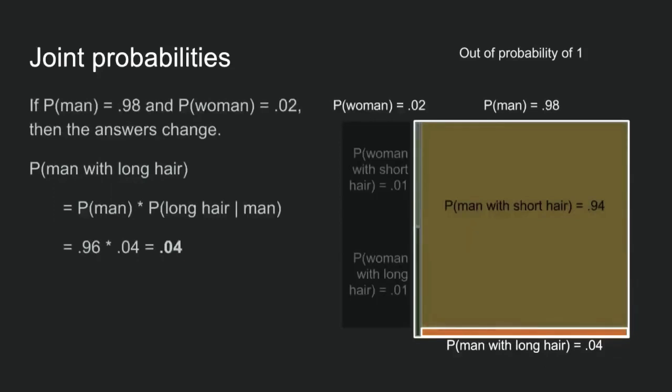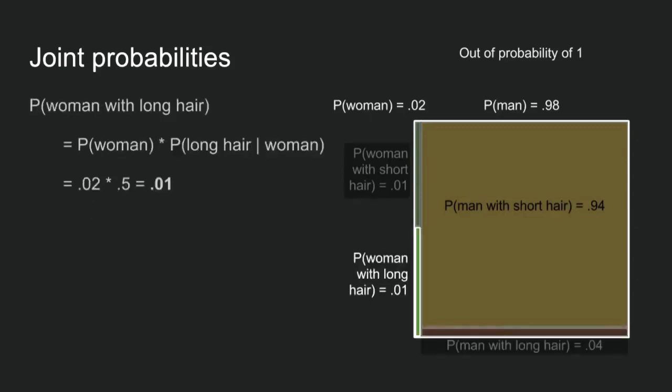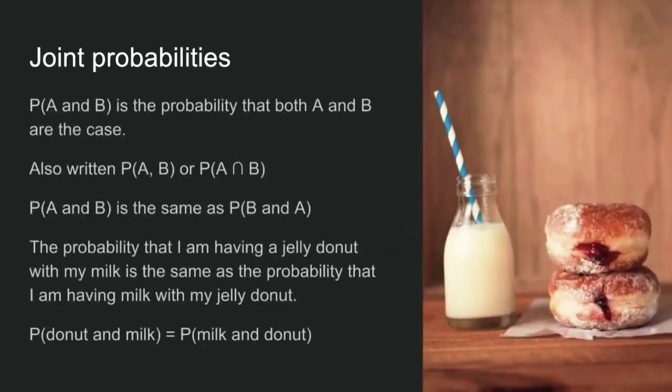So we can do this for the men's restroom too. The probability that someone is a man and has long hair, 4%. Someone is a woman and has long hair, 1%. Joint probabilities are different than conditional probabilities.